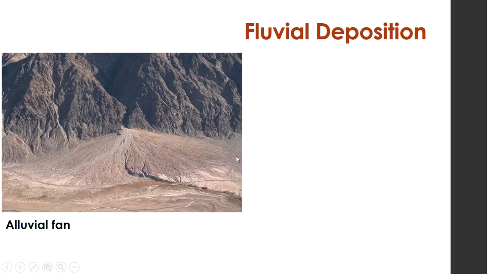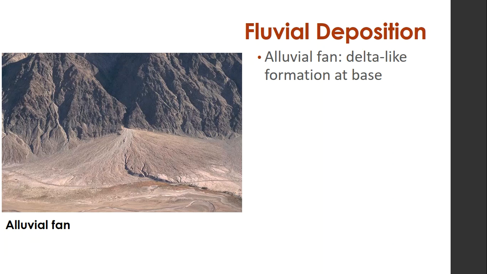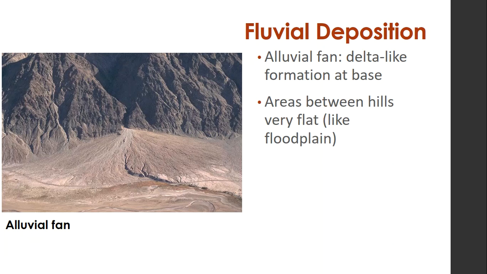It kind of looks like a big river delta, but it's dry, right? And you can still see a little bit of water flowing here, but as stuff is getting eroded down, it's really being deposited right at the bottom. If you drive through East San Diego County, you can actually see quite a bit of this. So an alluvial fan is a delta-like formation at the base. And areas between hills are usually very, very flat, much like a floodplain. So we're seeing a lot of the same types of landforms that we might see in more wet locations, but they're basically just dry and they're not being transported very far.